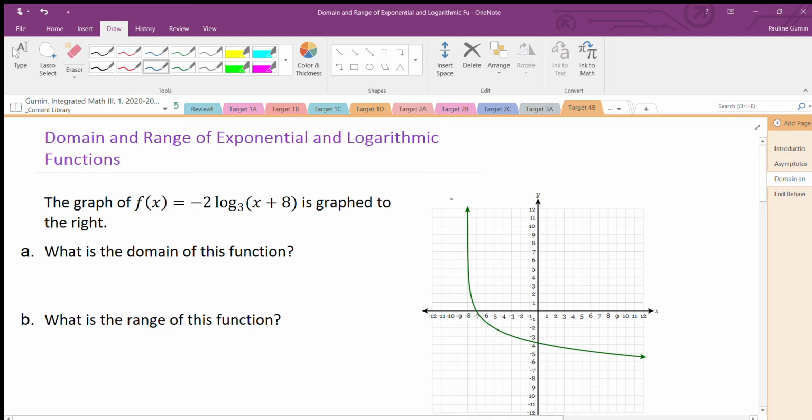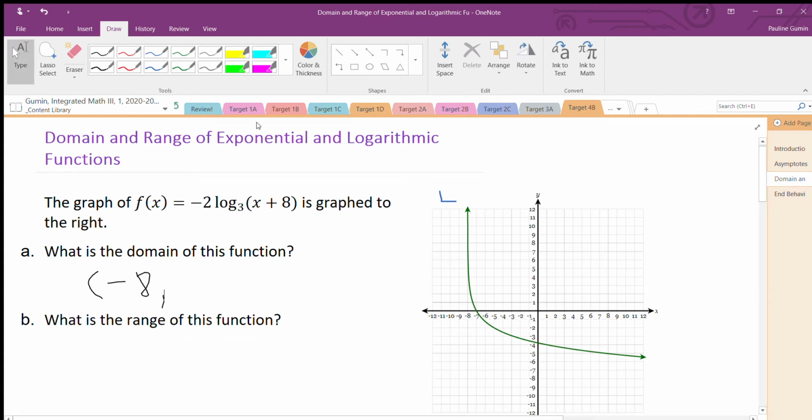On the left-hand side of my graph, it doesn't look like I'm going anywhere past -8, which makes sense because we have an asymptote there. So our most left is -8. I use a parenthesis because I can't equal -8, ever.